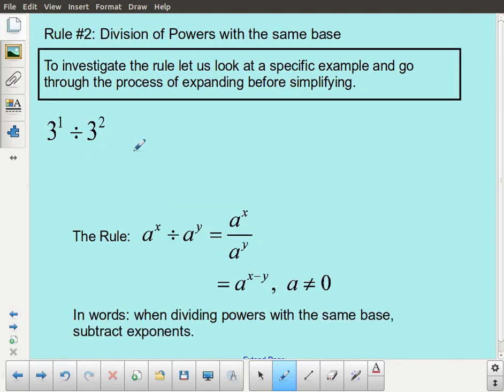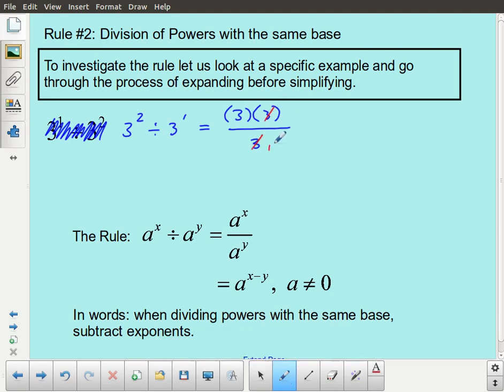We end up with a similar rule for division. In this case, I have 3 to the 1 divided by 3 to the 2. Actually, I'm going to change this example on the fly. I'm going to change this to 3 to the 2 divided by 3 to the 1, and you'll see in a moment why I've chosen to do it this way. 3 to the 2 is 3 times 3, divided by 3 to the 1, which is just 3.